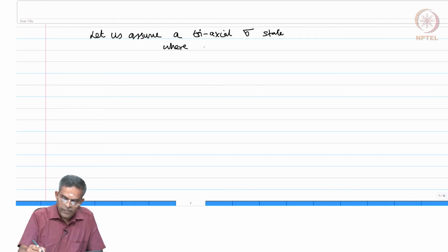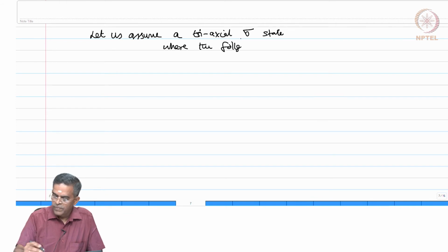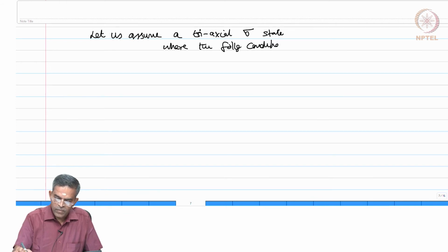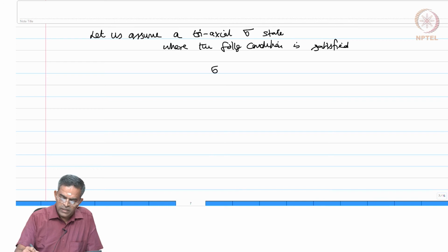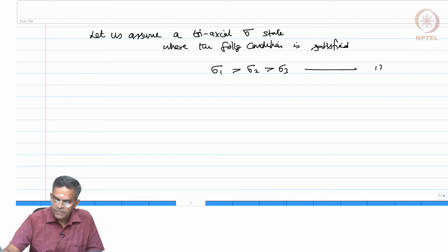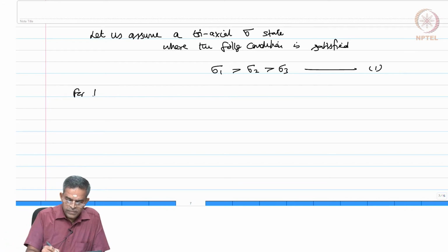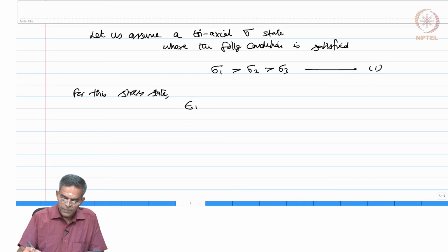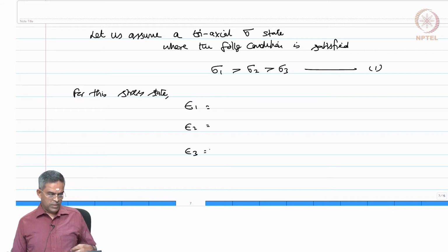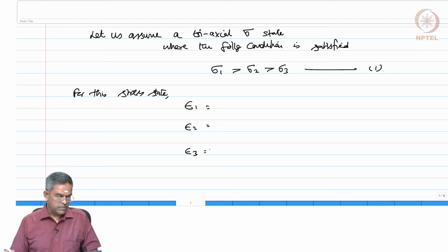Where the following condition is satisfied. The condition is sigma 1 exceeds sigma 2 exceeds sigma 3. For this state, epsilon 1, epsilon 2 and epsilon 3 are given by the following equations. It is very easy. Please look at the screen carefully and then watch how I am writing this equation.